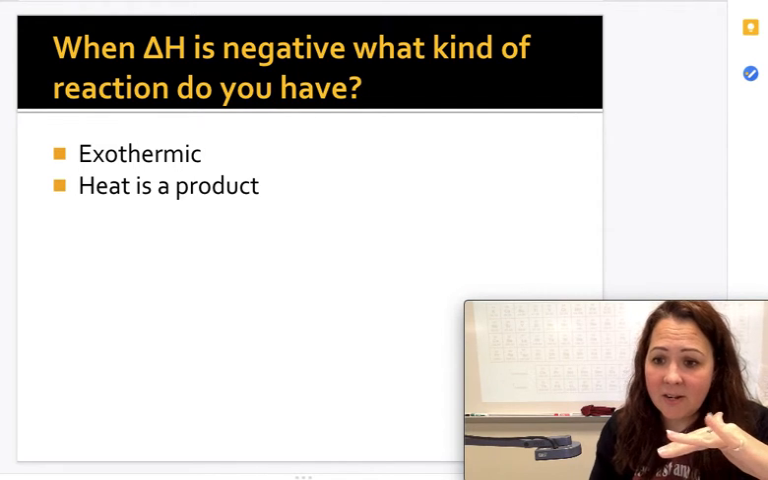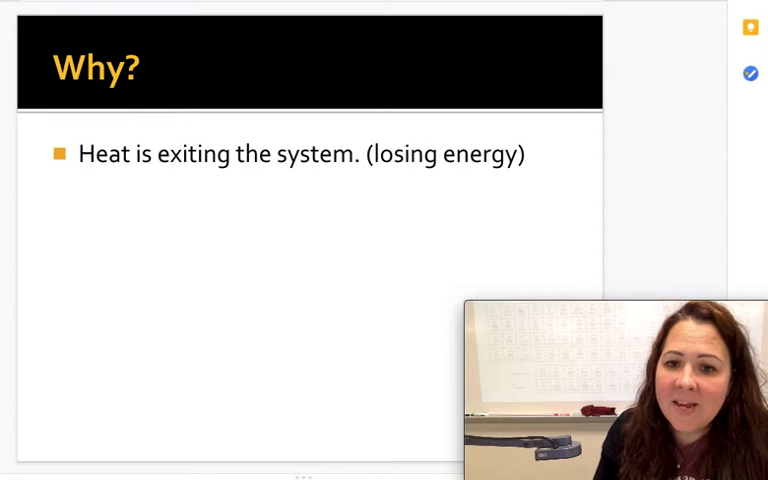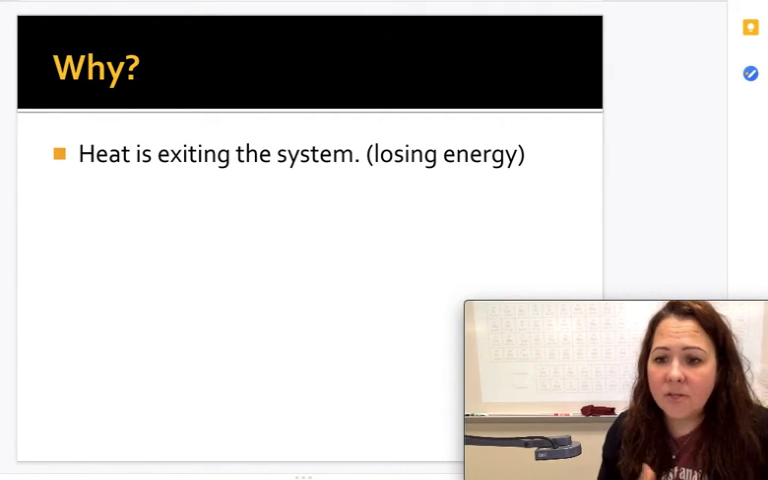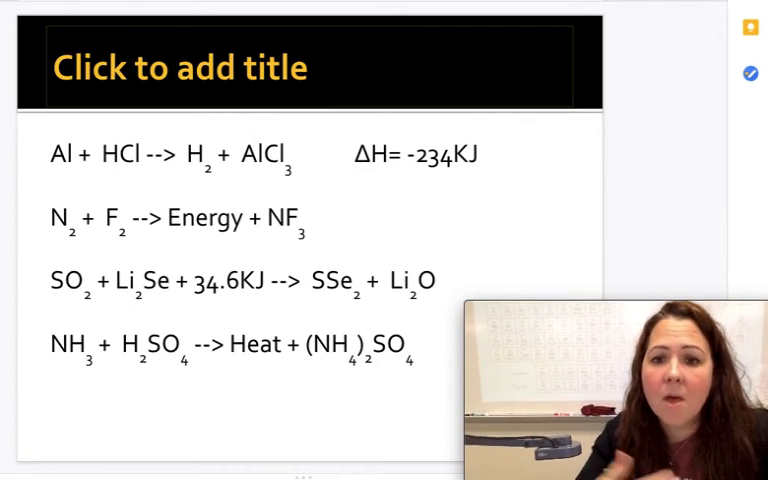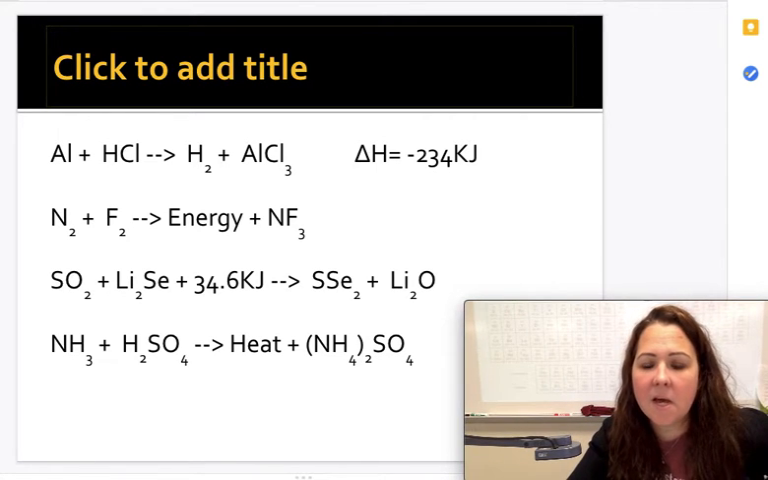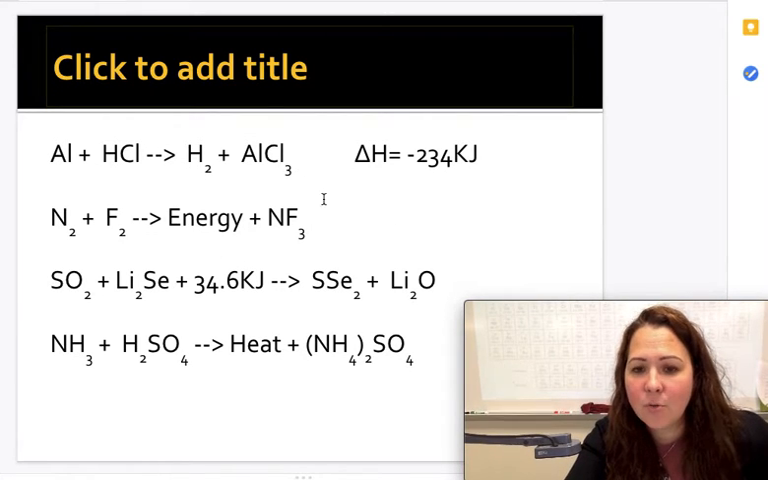Endothermic, it enters in. Exothermic, it exits out. So as that heat exits the system, it loses that energy that's there, and as it's losing energy, it's exothermic. Heat enters, endothermic, heat exits, exothermic. So in these scenarios, just very briefly, you're going to see different things like on a test where you're going to have to figure out if this is endothermic or exothermic.